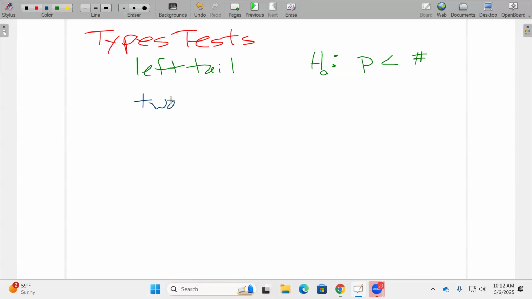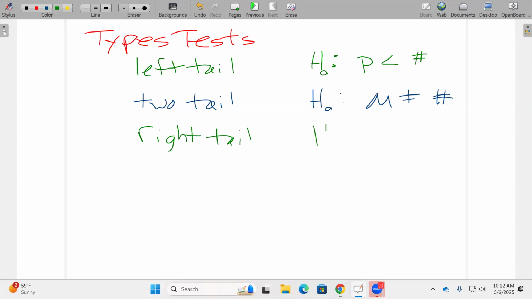Could be a 2-tail test. It would be a 2-tail test if the alternative hypothesis was something like mu is not equal to whatever number. And then we might do a right tail test. And we know we're doing a right tail test, again, if we look at the alternative hypothesis, that's what dictates this. And that would be something like a mu or a p is greater than whatever number we started with.